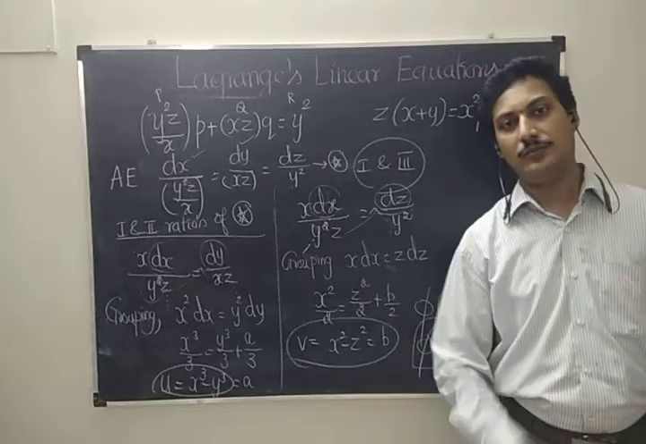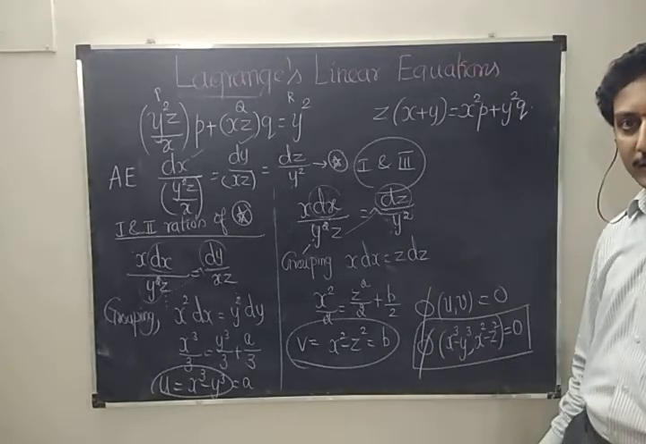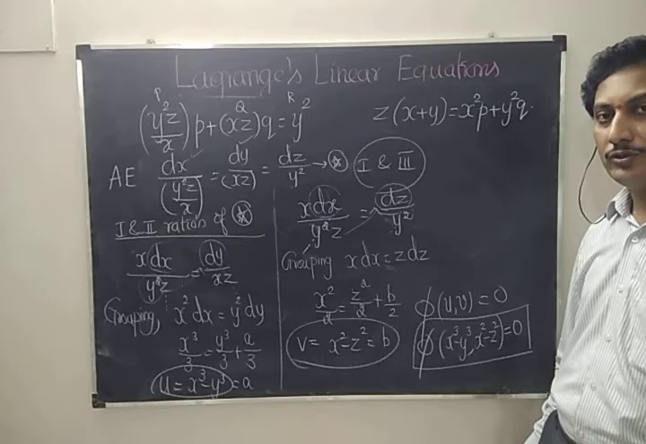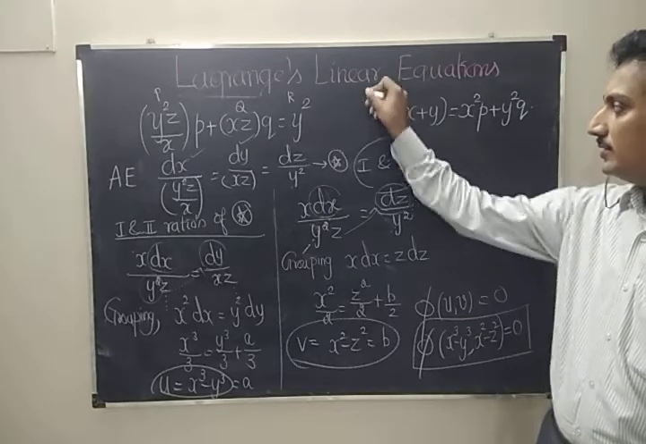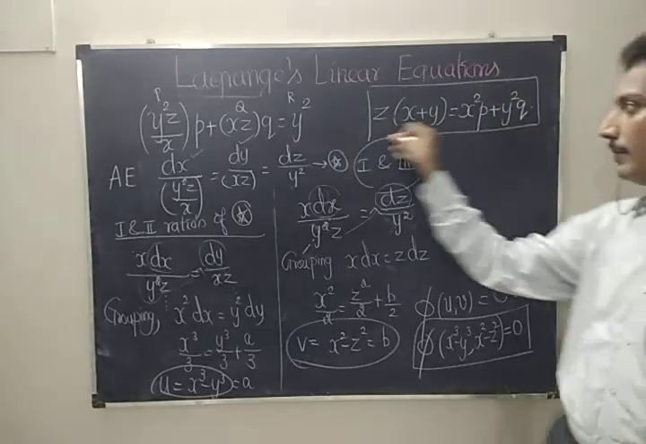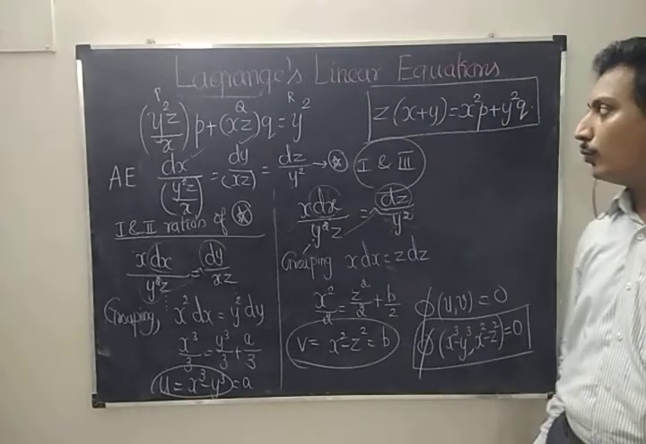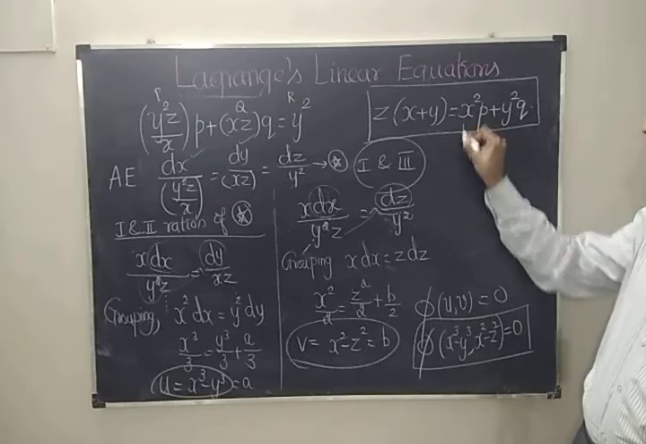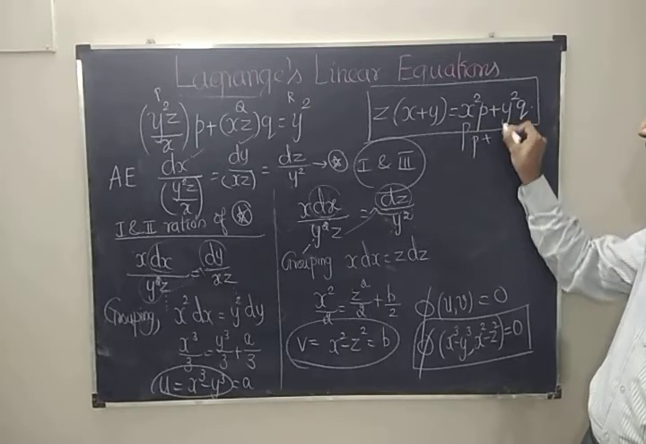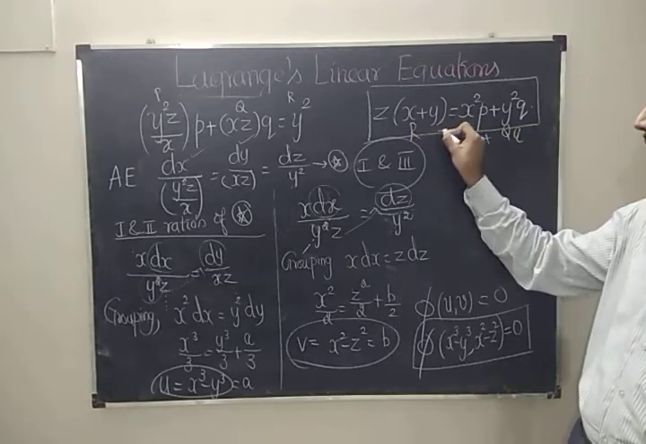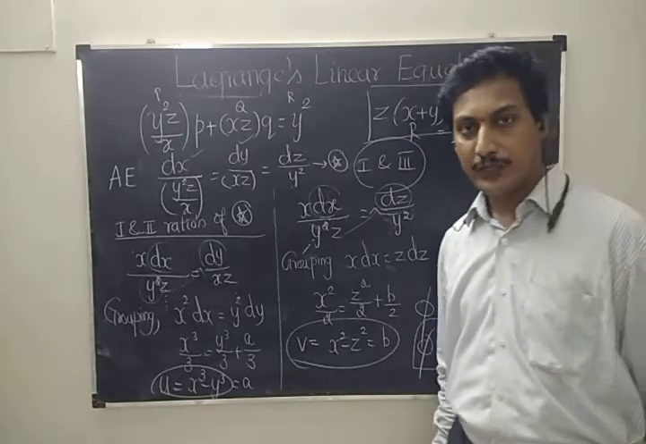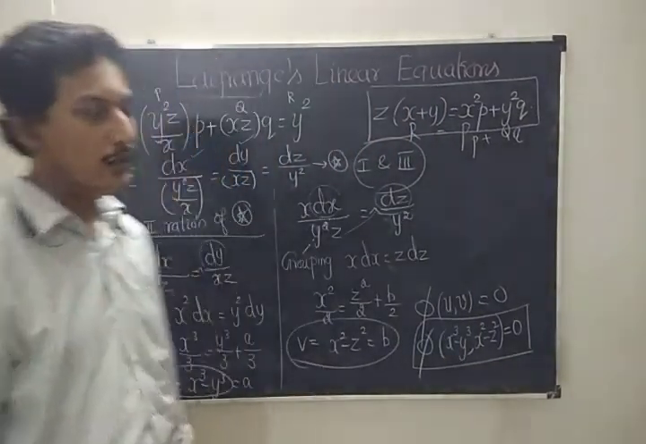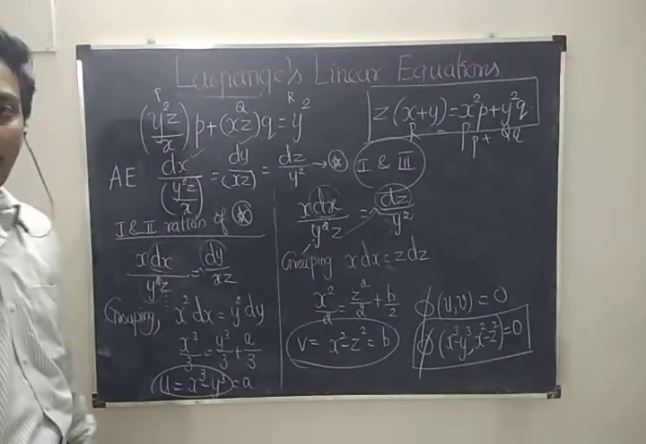Sure, that is a good question. Let us see the way to find the second independent solution from this problem. So let us see this second sum. The second problem once again is z into x plus y is equal to x squared p plus y squared q. This looks like Pp plus Qq is equal to R. Right, sir? So correct, once again this comes under Lagrange's linear equation, Pp plus Qq is equal to R.